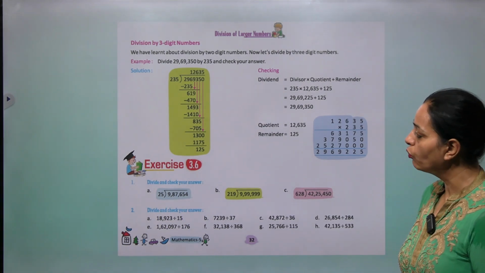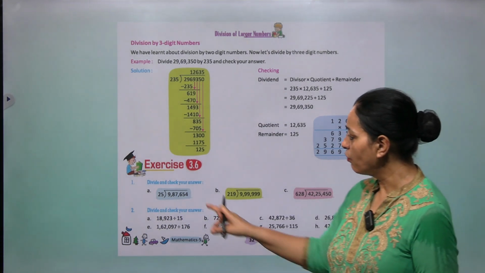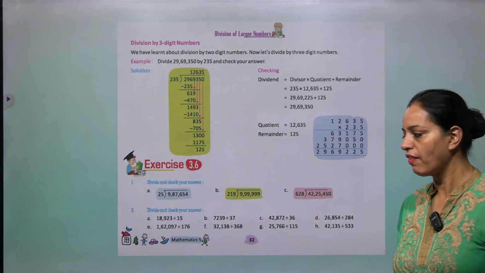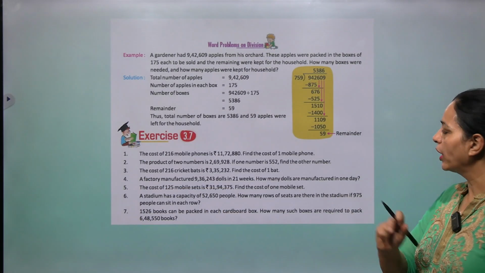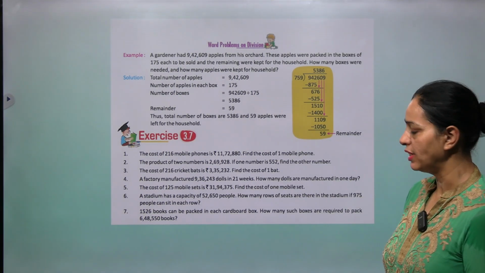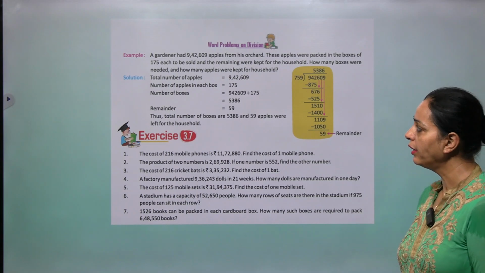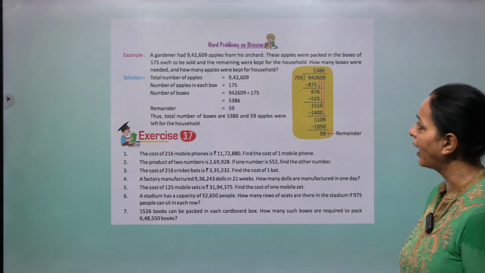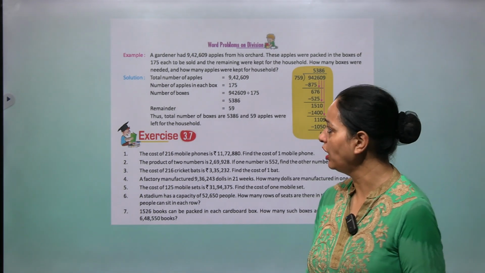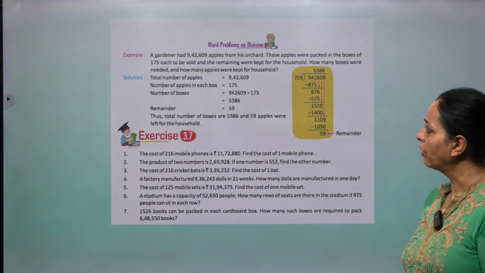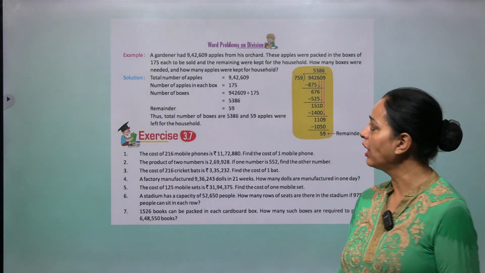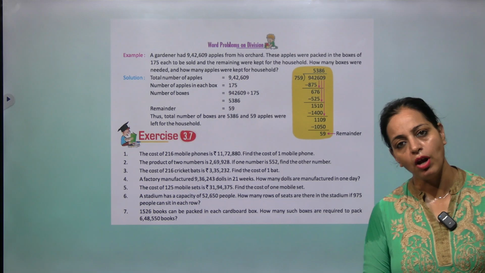Right? So now we are coming to exercise 3.6. The first question, divide and check your answer. Okay. And the second question also, divide and check your answer. So you can try on your own. Now we are talking about word problems on division. For example, a gardener had 9,42,609 apples. So these apples were packed in the boxes of 175 each to be sold, and the remaining were kept for the household. How many boxes were needed and how many apples were kept for household?